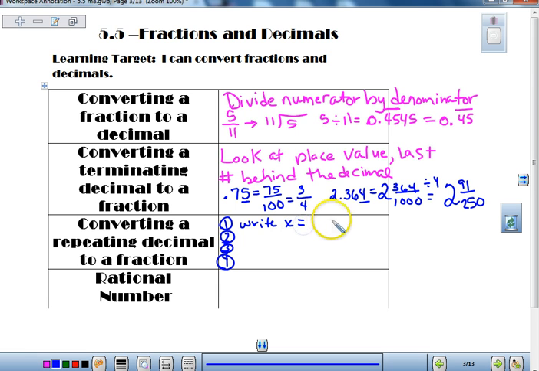The first thing we need to do is write x equals our given repeating decimal. So in the case you have 0.48 repeating, you're going to put x equals 0.4848, and you'll write it kind of like that.